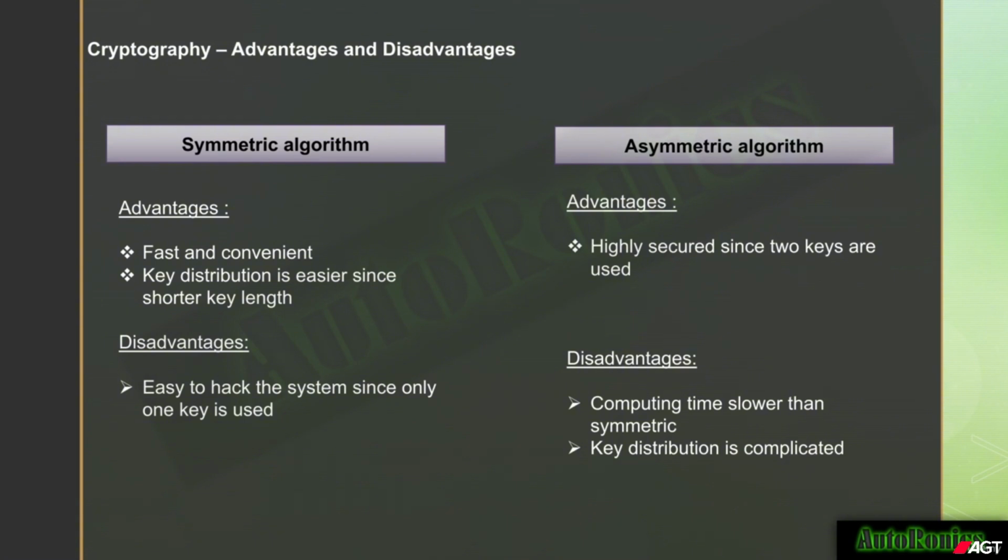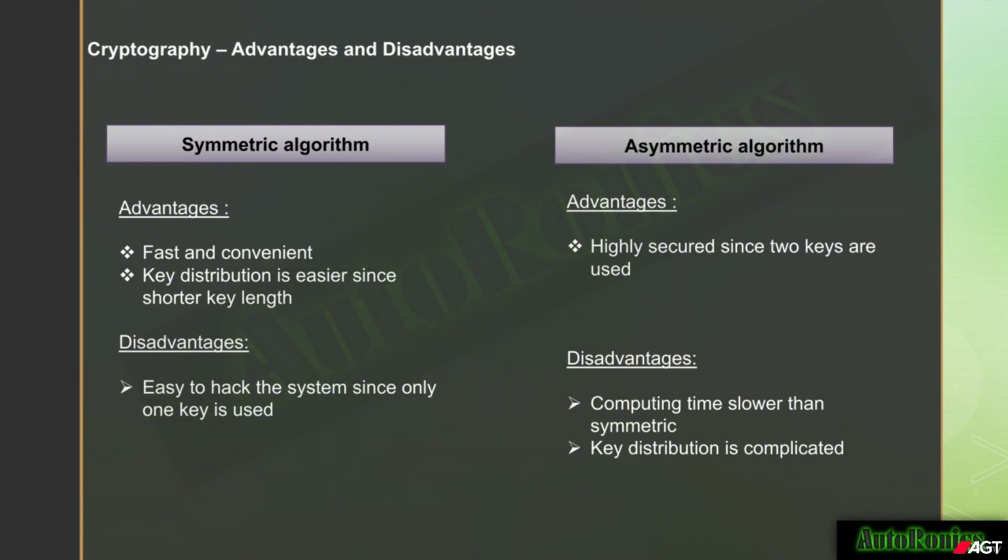So let's see the symmetric algorithm first. Since we use a single key for both encryption and decryption of data, it's faster and more convenient, and the key size is less compared to asymmetric algorithms. So when we want to achieve security for 128 bits of data, we need to use a 128 bits key length. But in the case of asymmetric algorithms like RSA, we need to use 3074 bits to achieve the same level of security. That's the reason key distribution is easy in symmetric algorithm.